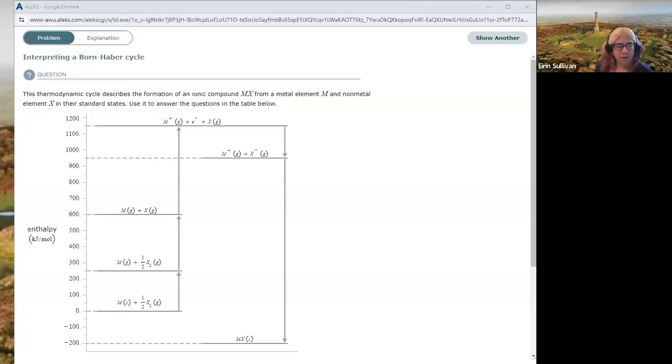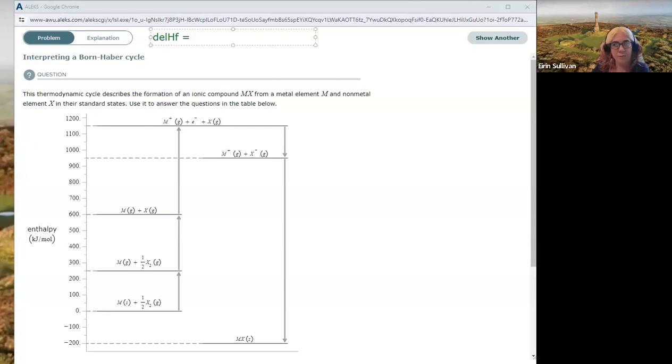So the Born-Haber cycle uses Hess's law to calculate the lattice enthalpy, which is something we can't really measure experimentally very well. Let me explain the difference between lattice enthalpy and enthalpy of formation. I haven't got any deltas, so I'm just going to write delta HF. That's the enthalpy of formation.